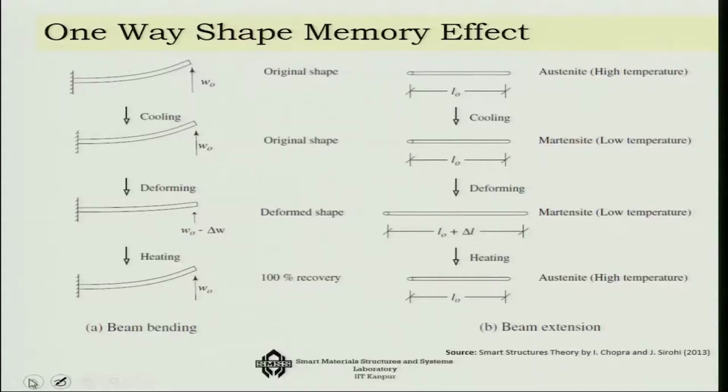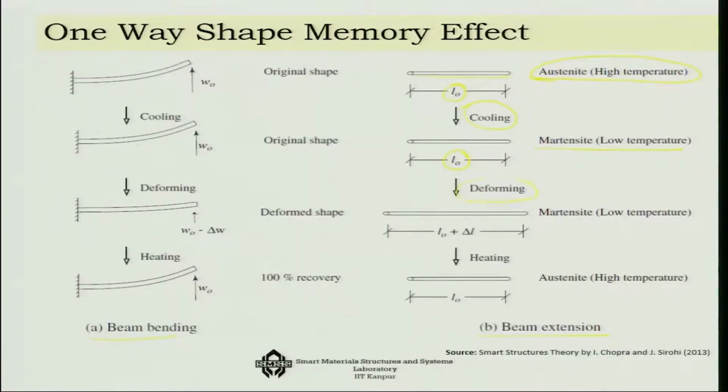In the one-way shape memory effect, there are two types. One is the beam extension, another is the beam bending. Let us first discuss what happens in the beam extension. Suppose I take an SMA sample which is at the austenite high temperature phase. Then I just cool it, and it goes to the martensite low temperature phase, but there will be no change of length. Even though the twinned martensite formation has taken place, it is an internally adjusted procedure, so there will be no change of length.